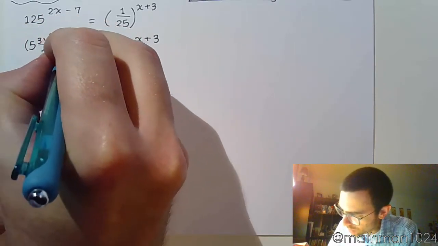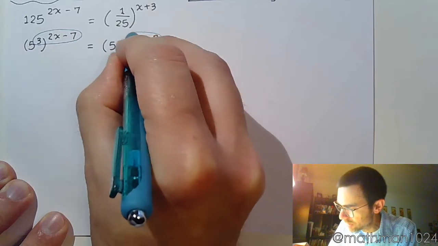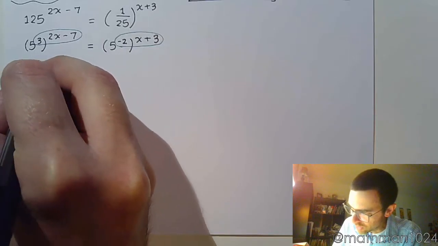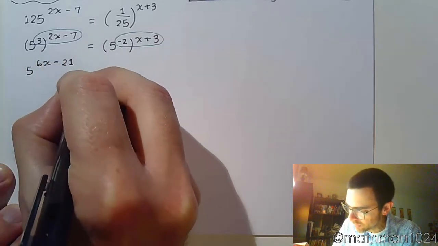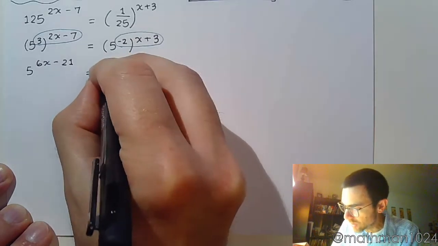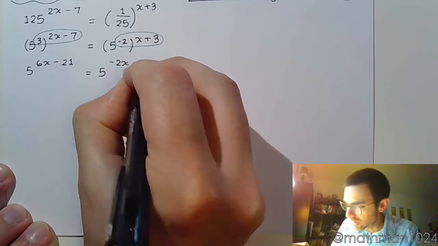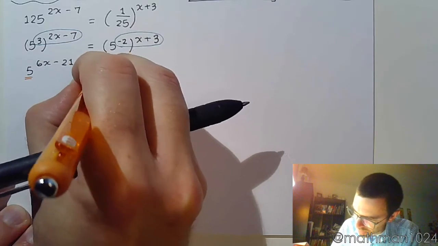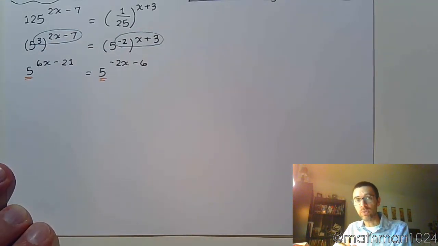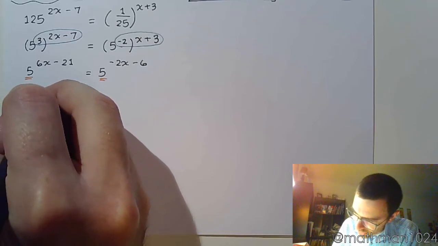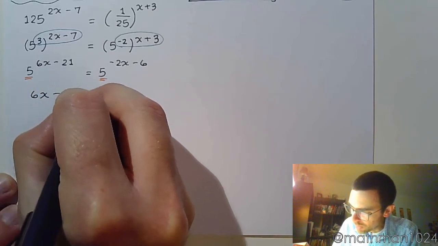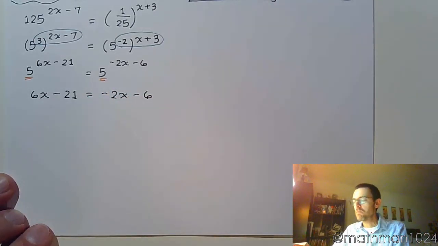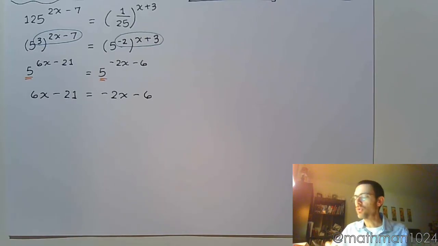And so now we have powers to powers, so we're going to take these guys and multiply them. Step by step, if you do it the same way every time, you're going to be fine. So that's 5 to the 6x minus 21. Over here, when you distribute the negative 2, that's negative 2x minus 6. And you have the same base on both sides, and as we've seen with the last two problems, that now means that we can set their powers equal to each other. So 6x minus 21 equals negative 2x minus 6. A nice linear equation, the kind of stuff you just dream about.